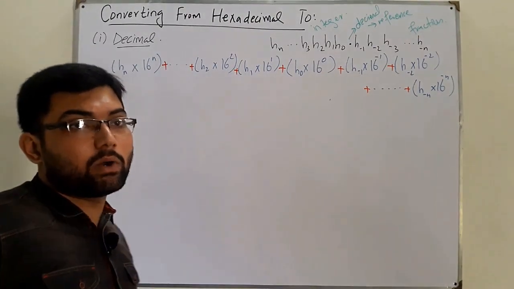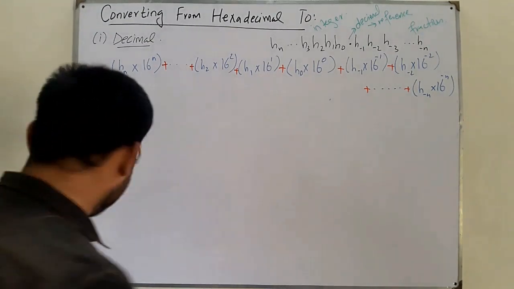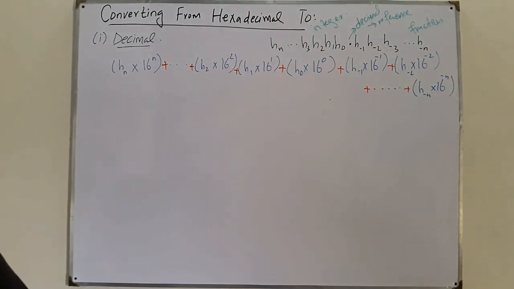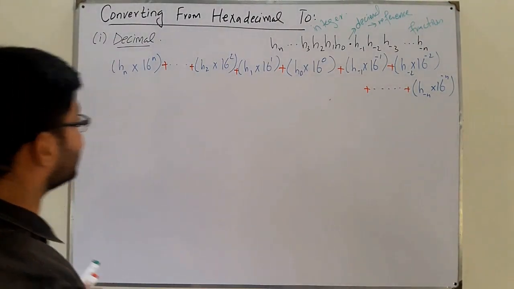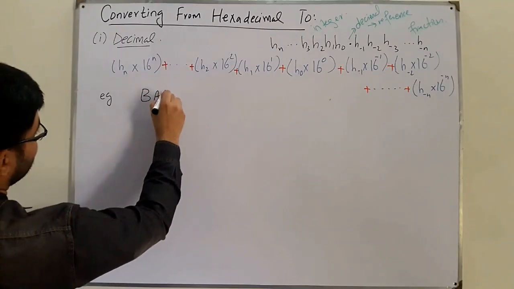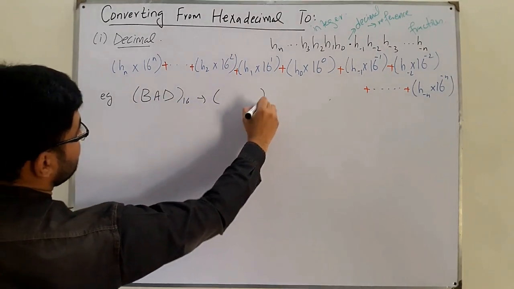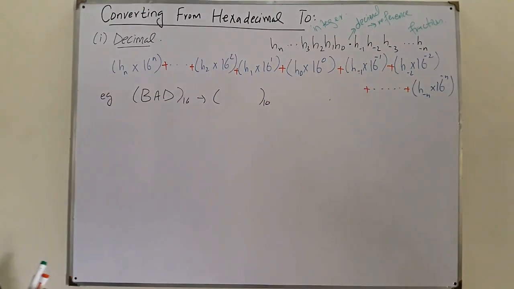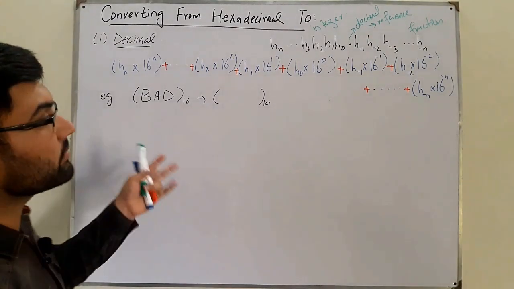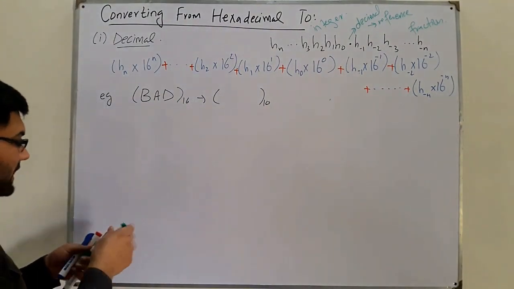All right, now what do I mean by this? So we go through an example, all right? Let's say we have an example, BAD in base 16, and we need it in base 10. So we don't have a decimal point, we don't have the negative weights, okay? So what do we do?